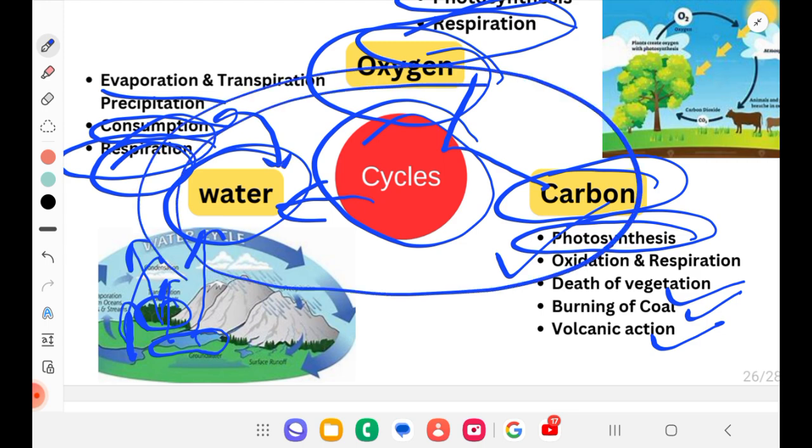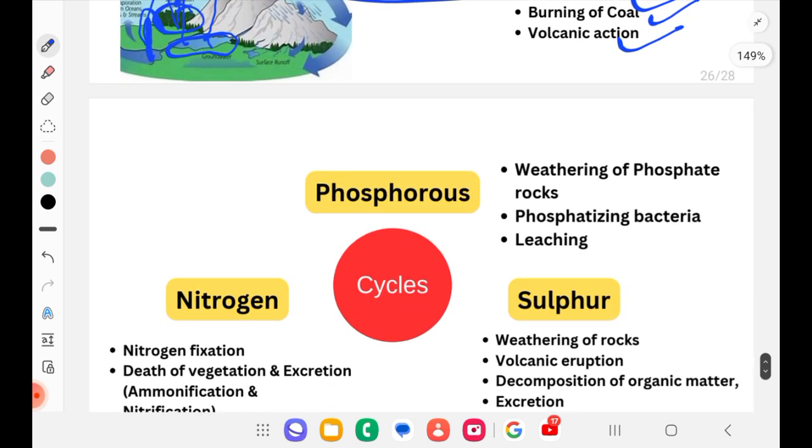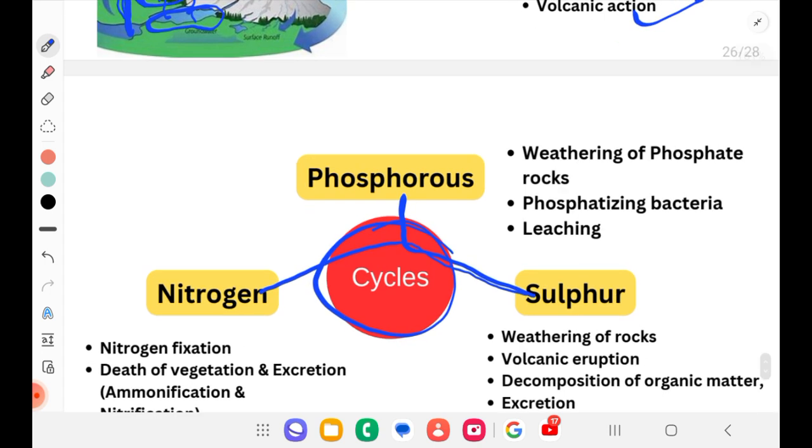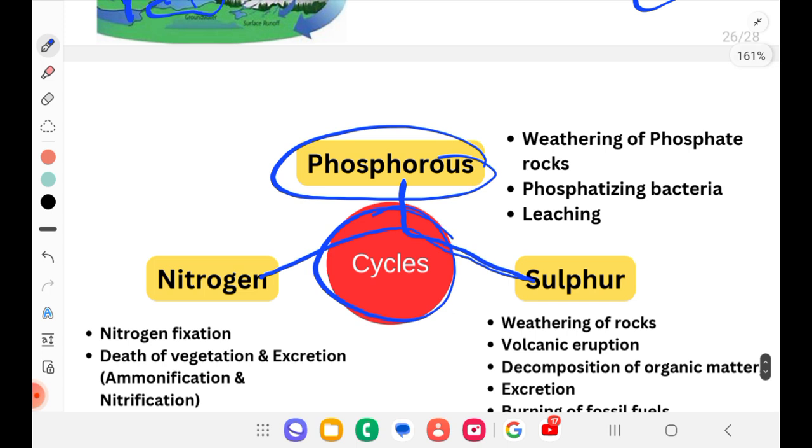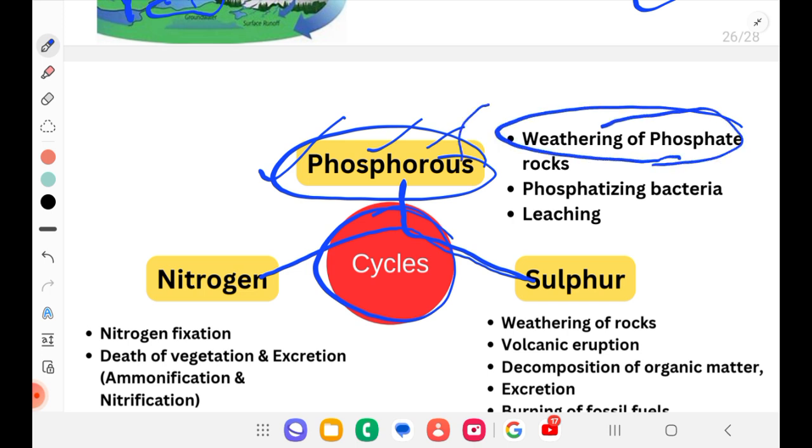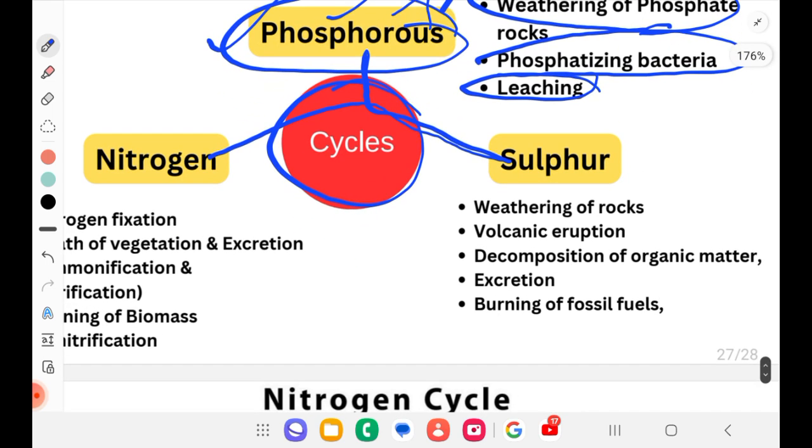Next, under biogeochemical cycle, we have a rock cycle. Under that we have phosphorus, sulfur, even nitrogen is there, okay? Phosphorus is purely a rock based biogeochemical cycle, okay? Through weathering of phosphate rocks, we get phosphorus, and phosphate bacteria will be there. Through leaching also it will go, okay? Next, if you see sulfur, weathering of rocks again, volcanic eruption, decomposition of organic matter, excretion, burning fossil fuels.